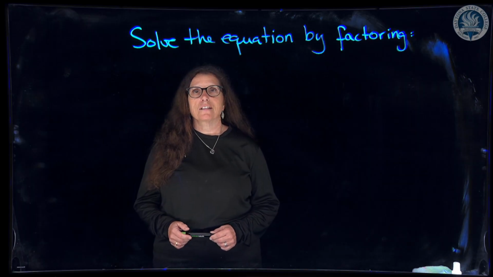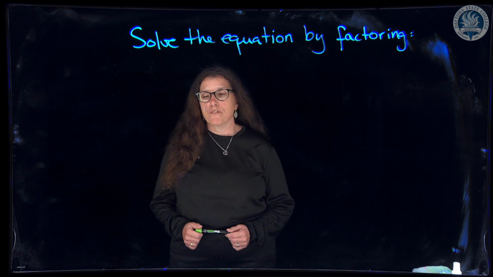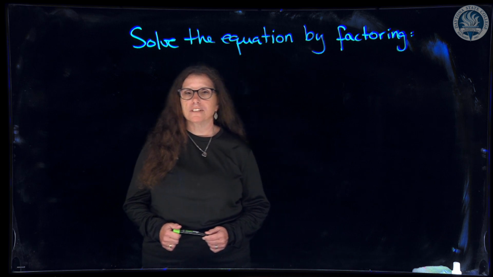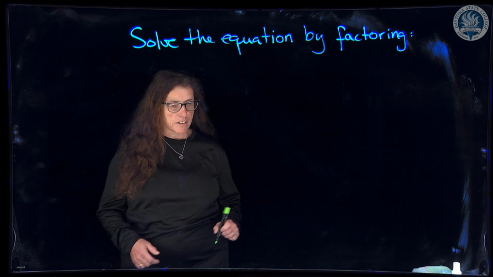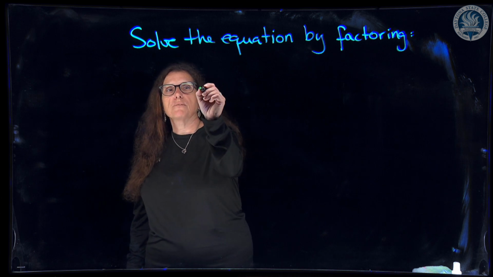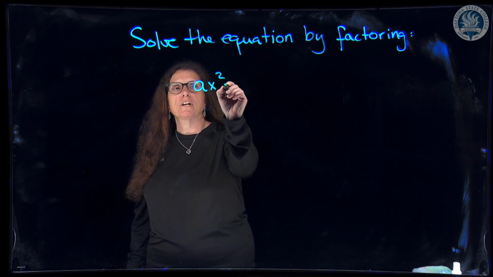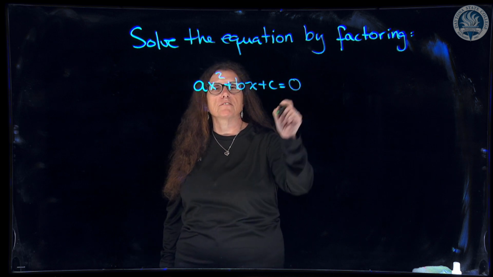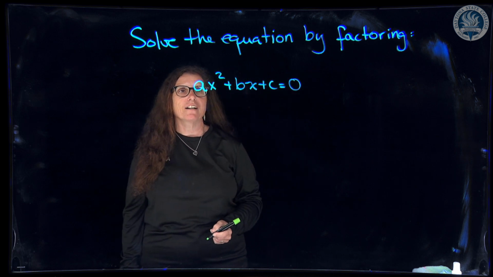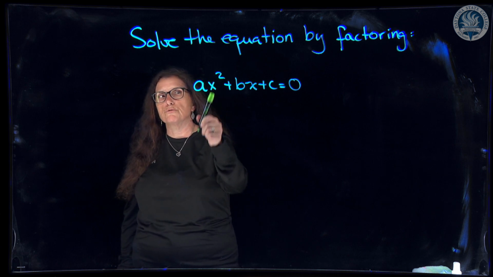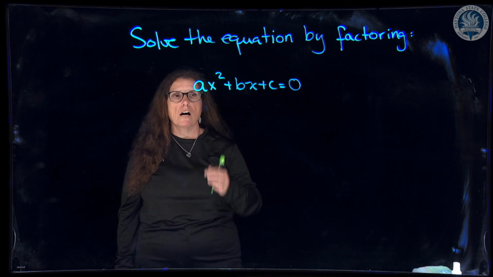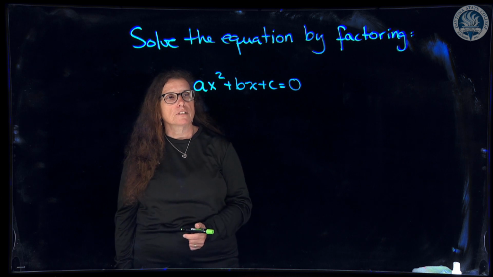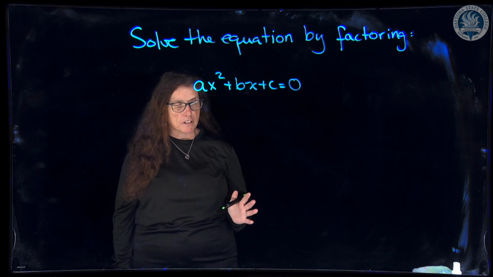Let's take a look at solving equations by factoring, more specifically solving the quadratic equation. The quadratic equation has the form ax squared plus bx plus c equals 0. Quadratic equation, the highest degree is 2. Don't forget that. Now, how do we solve quadratic equations just strictly by factoring?